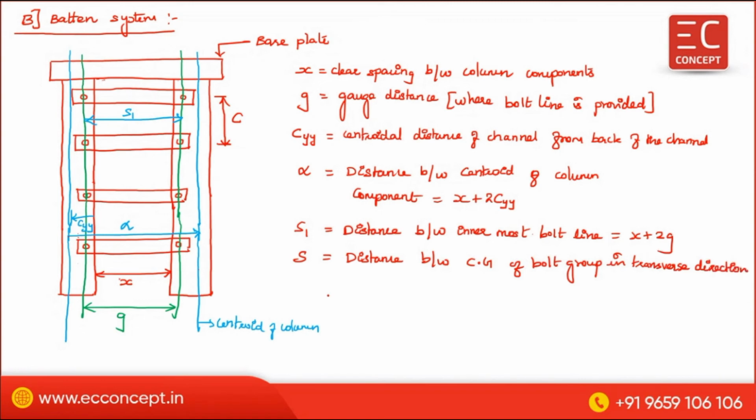Okay. So if we use n number of bolts, then the center of gravity is our bolt line. The distance between the center of gravity of the bolt lines is S. If it is only one bolt, then S1 we have to take it as. Now we are going to see important points, as we have seen in the lacing system.